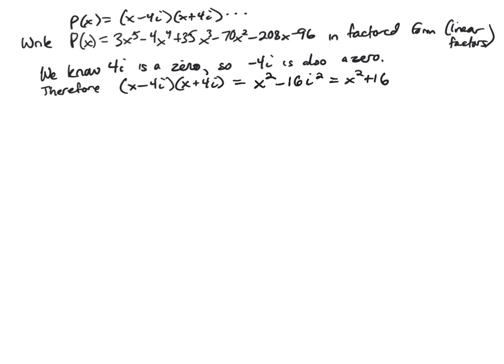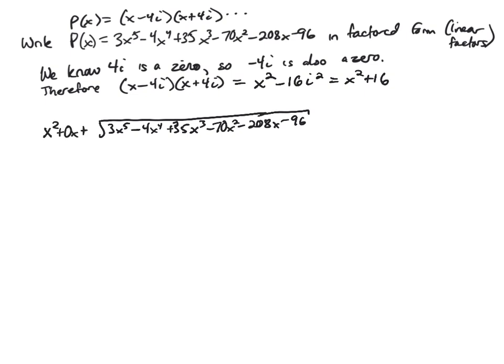So basically what I can do is say, now that I know I have x squared plus 16, even though I don't want that in my final answer, I still do want x squared plus 16 in order to be able to divide that out. And I'm going to do that using polynomial long division. So I have 3x to the 5th minus 4x to the 4th plus 35x to the 3rd minus 70x squared minus 208x minus 96. And I'm going to divide by x squared plus 0x plus 16.